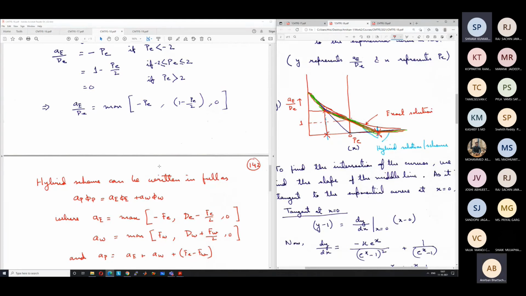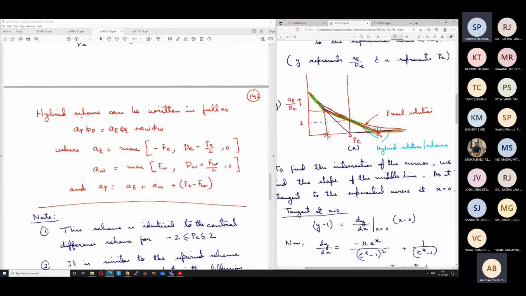Good. So similarly, we can find AW, and AP is always going to be AE plus AW plus FE minus FW. Remember, by the continuity equation, FE is always going to be equal to FW for a 1D case. We are doing it for 1D, right? So FE is equal to FW, so it leads to AP equal to AE plus AW.